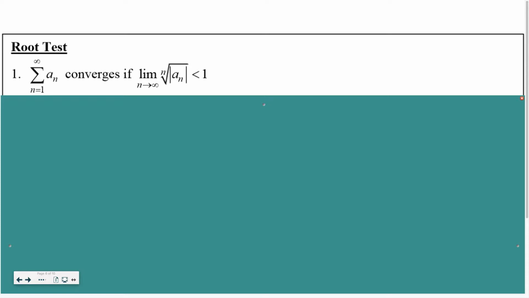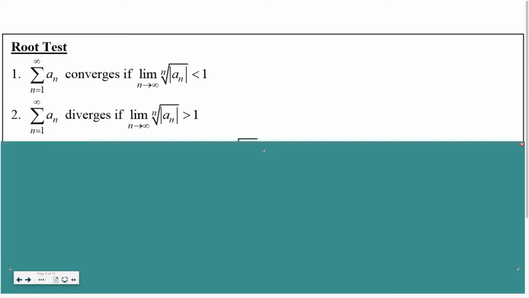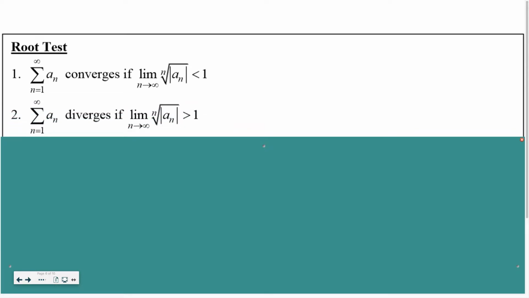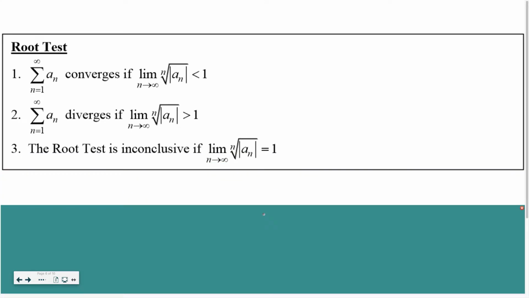What do you think the next one is? Diverges if greater than 1. Isn't that nice that they kept it consistent for us? But unfortunately, like the ratio test, it's inconclusive if it equals 1. Wonderful.